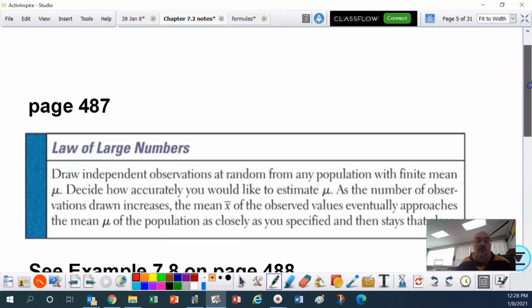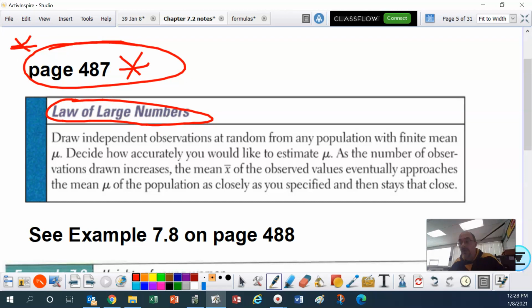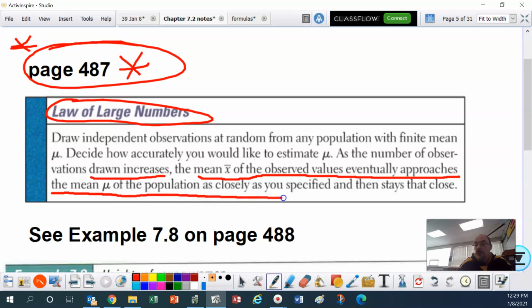Okay, here's something you really need to know. Boy, put a star by this thing. Law of large numbers. You really need to understand this concept. Draw independent observations at random from any population with finite mean mu. Decide how accurately you would like to estimate the mean. As the number of observations drawn increases, the mean x bar of the observed values eventually approaches the true mean of the population as closely as you specified and stays that close.